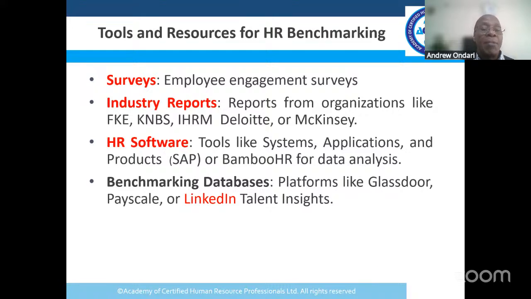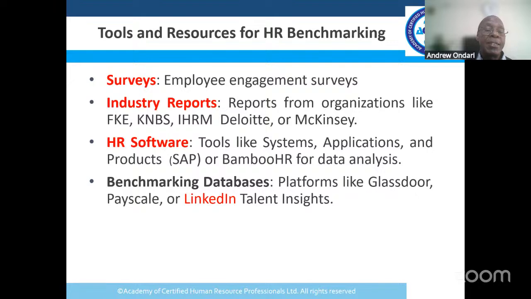One is FKE, that is Federation of Kenya Employers. They conduct regular surveys in various sectors related to the various functions of HR. It could be recruitment and selection, training and development, performance management. They have such reports.